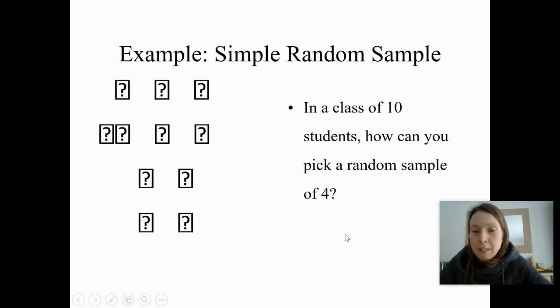So maybe in a class of 10 students, if we wanted to select a random sample, we could assign everybody a number from 1 to 10 and get a random number generator to pick 4 numbers.